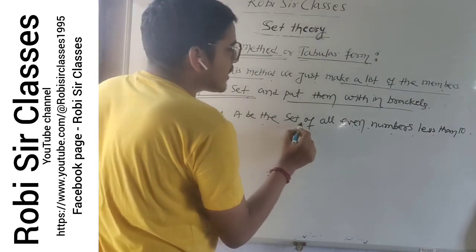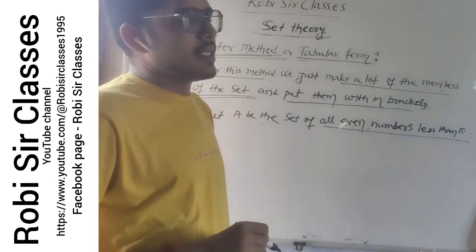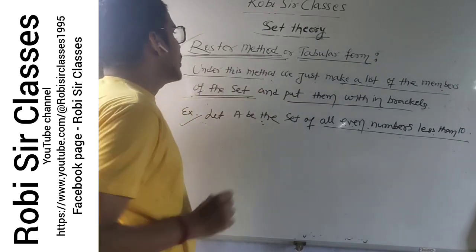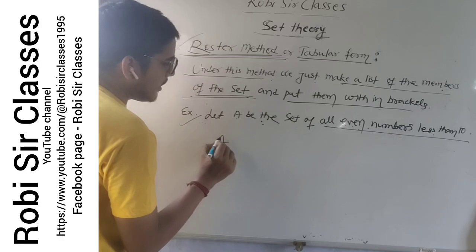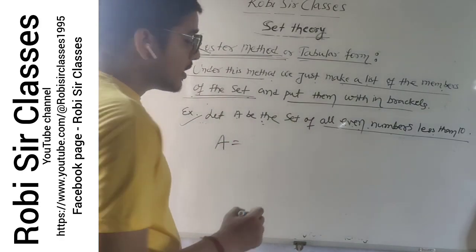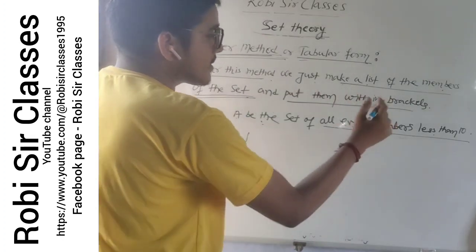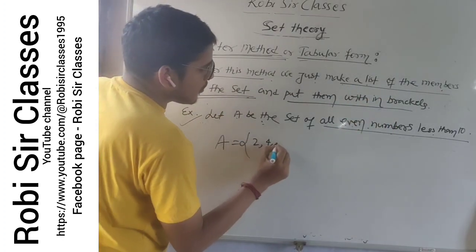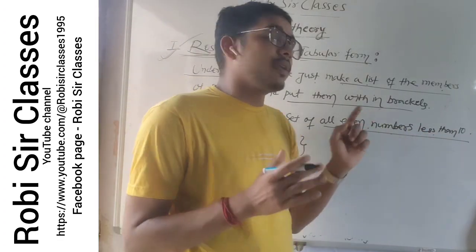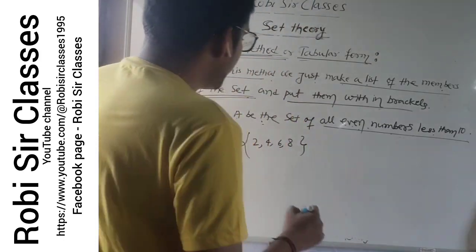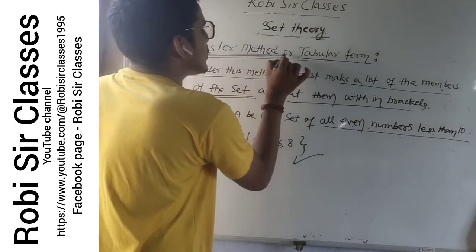Let A be the set of all even numbers less than 10. Then you have to represent this question under the roster method. So first of all, write set A, capital letter, and use curly brackets. Now write the even numbers less than 10, that is 2, 4, 6, 8. You cannot write 10 because you have to write even numbers less than 10. In this way we can represent sets under the roster method.